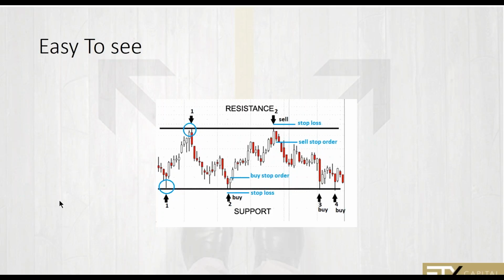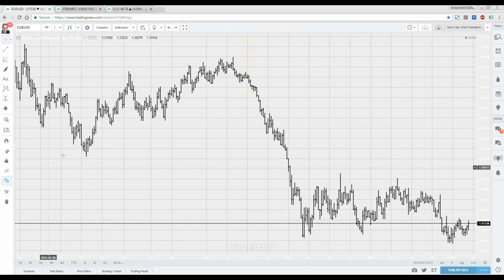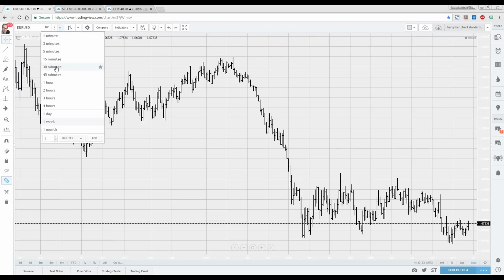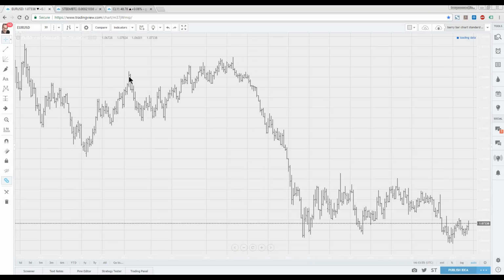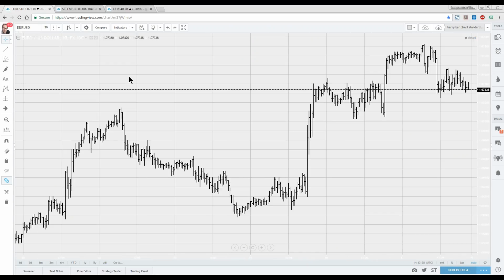So let me pop up a chart on your screen. Okay, so we're looking at the Euro US dollar, and let's look at it in a 30-minute chart. Now we can see the euro has been moving up. The euro has moved up against the weakness in the dollar since last Wednesday, and the first levels of support and resistance we would like to look at is where the price is currently trading.